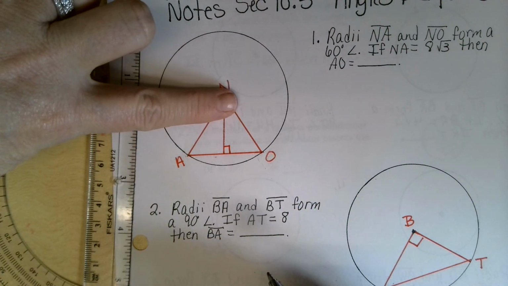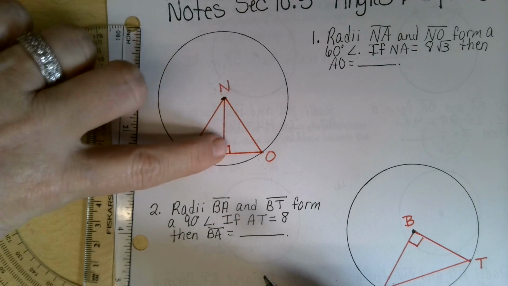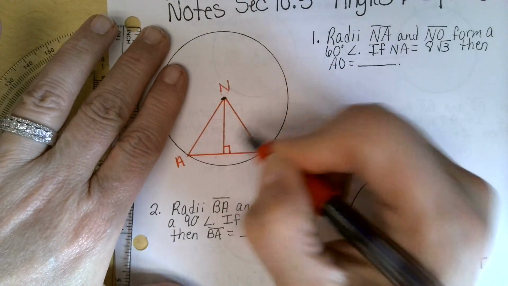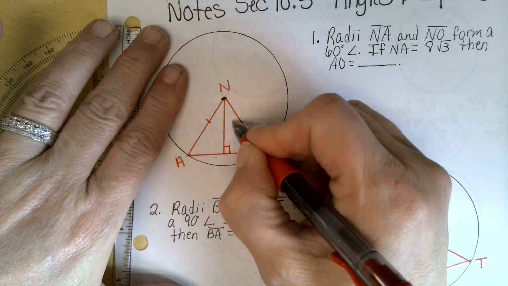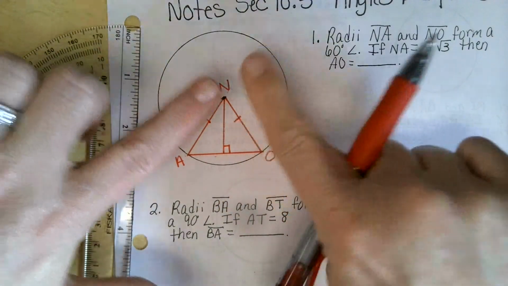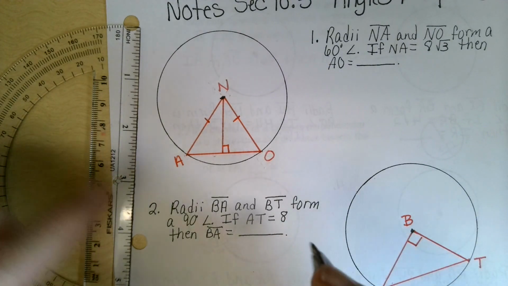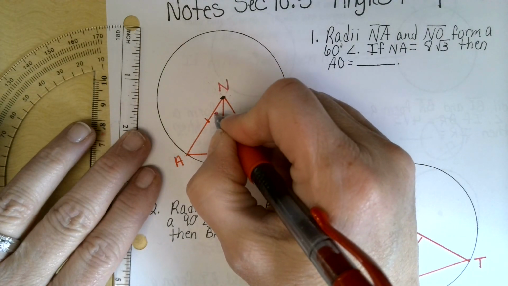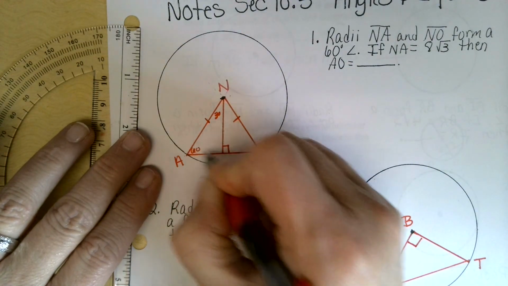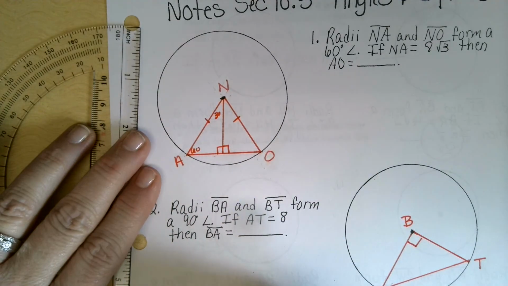If this was 60, now because the altitude has dropped down and these are both radii, they're equal. Because these are equal, it makes everything equal. And so what happens is this now has become a 30, 60, 90 triangle.